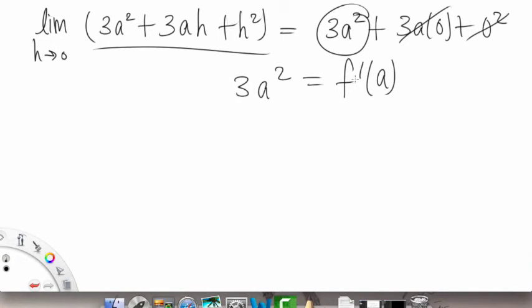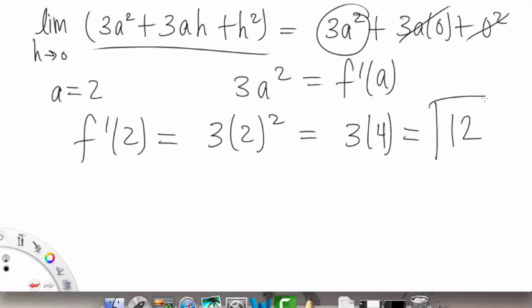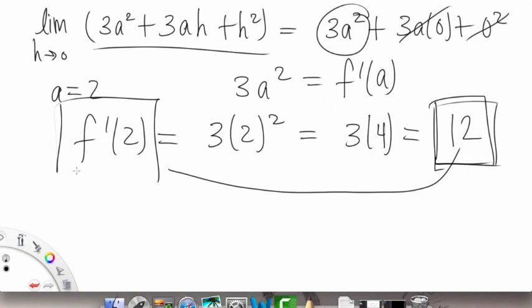Okay, so now all we need to do, like I said, we know that our a is equal to 2, so what we can do to find f prime of 2 is now just plug in a 2 for the a spot. So this is going to be 3 times 4, which is equal to 12, right? So even using the second method, it should work out that way. So this is equal to our f prime of 2, which was the answer we obtained from using the first method as well.